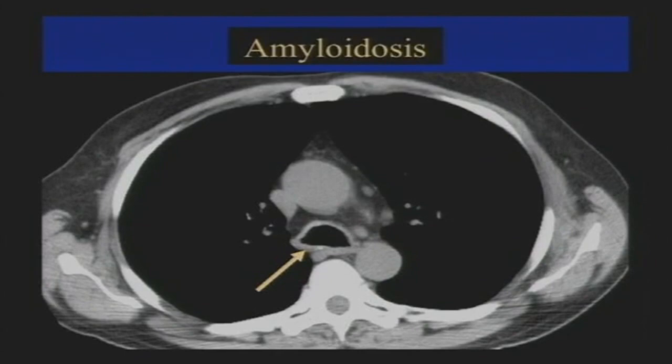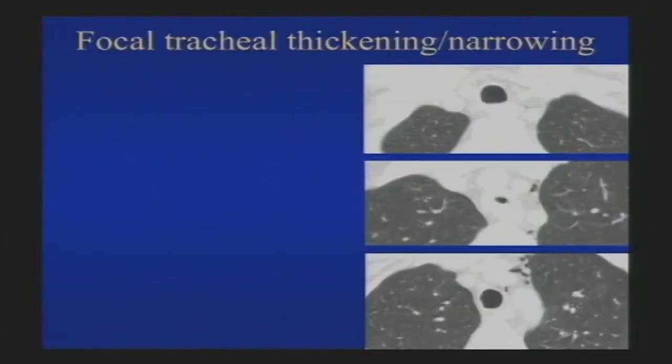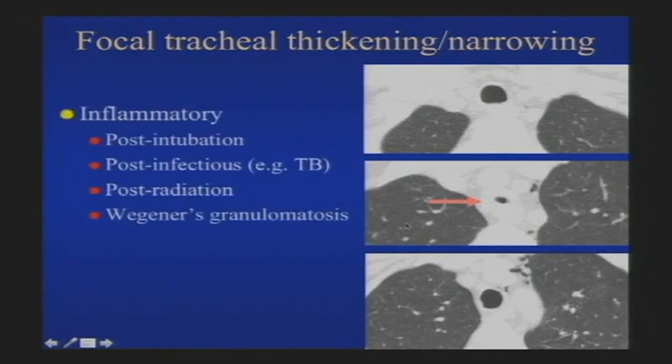Now, if the tracheal wall thickening or narrowing is very focal, as it is in this case, you see this one focal area of very narrowed airway, and the airway above and below look normal, then it's a very different differential diagnosis. Mainly it's post-inflammatory and post-intubation strictures, essentially. Intubation by far most commonly, but you can see it with other infections and radiation and occasionally Wegener's, which often produces more extensive tracheal abnormalities, but may be more focal.